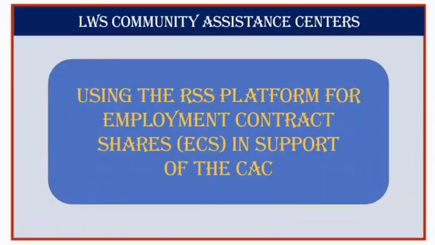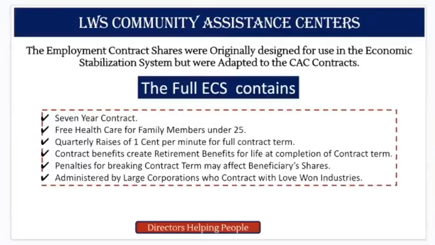Okay, we're going to use the RSS platform for Employment Contract Shares, ECS, we're going to call it that in the back office, so you'll understand what that is, in support of the CAC. Employment Contract Shares were originally designed for the economic stabilization system, but were adapted to the CAC contracts. Not the actual contracts themselves, but the idea of contracting. The full ECS contains a 7-year contract. They get free health care for family members under 25. And I'm not sure that there's going to be any restrictions on that. Everybody's going to get free health care.